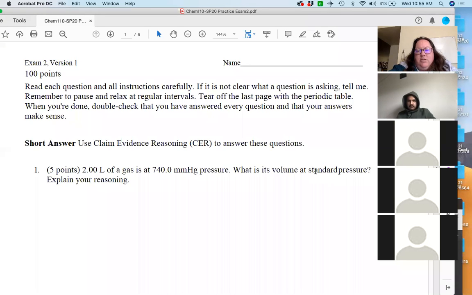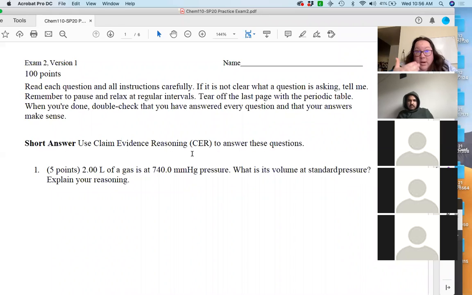Remember, right, standard temperature and pressure, we have a specific definition for that. You can look back in your notes to find that. These questions are always the short answer claim evidence reasoning. I had a really great question from a student, and they were like, hey, do I have to use a specific format? And the answer is no.